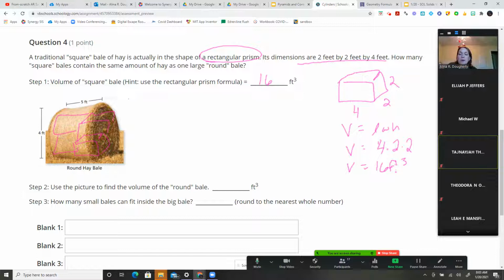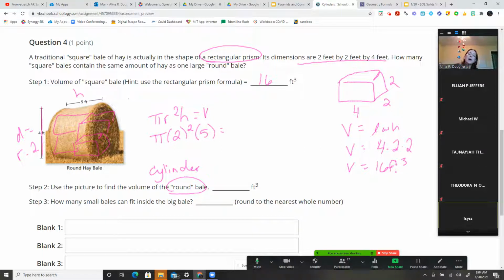Use the picture to find the volume of the round bale of hay. It says round, but this is really a cylinder. It's what we just did. Pi r squared h equals the volume. I know the diameter equals 4, so the radius equals 2. So pi times 2 squared, and this is the height, even though it's laying on its side. In your calculator, what is pi times 2 squared times 5?